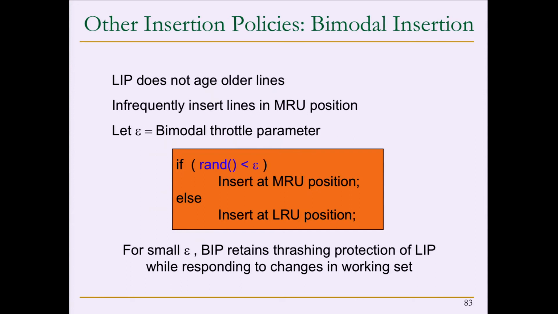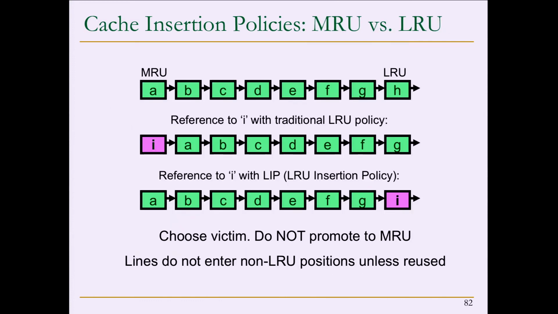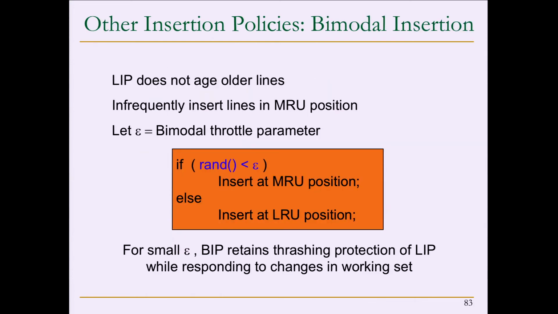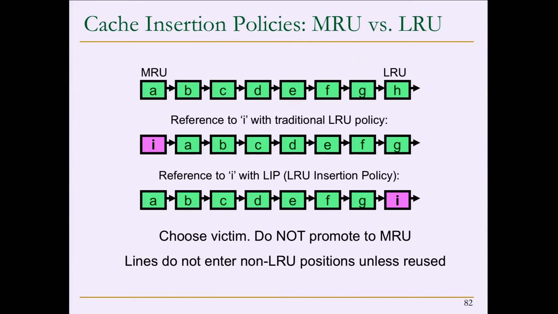So one of the issues with LIP, this LRU insertion policy, is it really doesn't age older lines. Existing processors actually do it, but that came later. So one of the ideas is infrequently insert lines into the MRU position. I like this because this is really simple, and it gives you ideas also. So let's assume that you have a random number generator. You generate a random number. If it's less than some really small probability, let's say 1 over 32, you insert the incoming block at the highest possible position. And if it's greater than that number, you insert it at the lowest possible position, which is this one. So most of the time, you insert the block over here. Some of the time, very little of the time, you insert it over here, probabilistically.